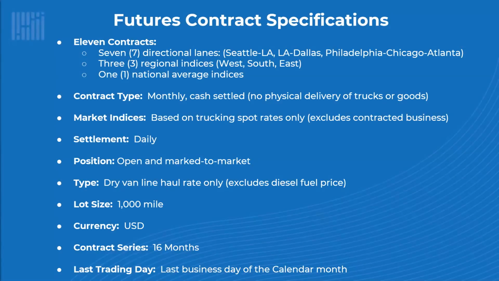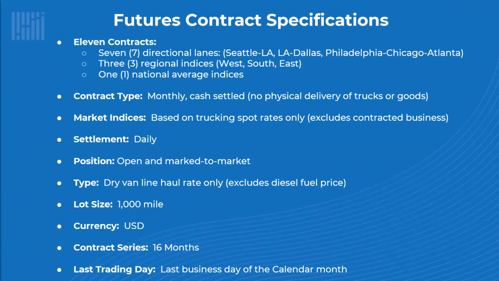Some highlights about the contracts. I talked about the 11 contracts which have been listed. The contracts themselves are monthly. They're cash settled, which means there's no physical truck involved in the settlement of these futures contracts. The indices are based on trucking spot rates only, so contracted business is not included in the rate being published daily by DAT. The settlement for these contracts is daily. Positions are open and mark to market, which means they're settled on a daily basis based on either trading activity in the market, or by an assessment done by the exchange as to what the price of freight should be for that day, for that given lane.